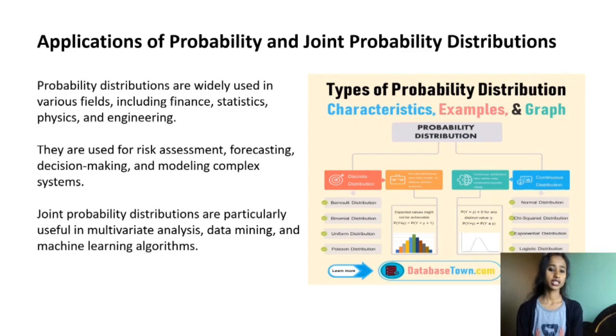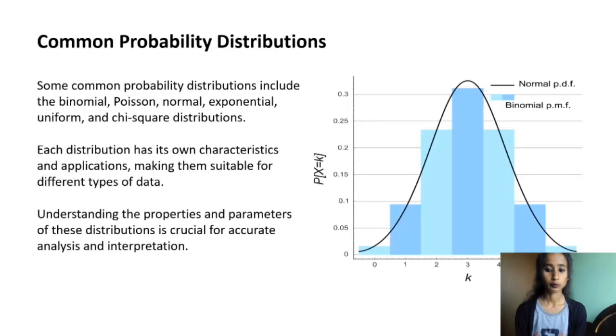Here are some of the applications of probability distribution. Probability distributions are widely used in various fields including finance, statistics, physics, and engineering. They are used for risk assessment, forecasting, decision making, and modeling complex systems. Joint probability distributions are particularly useful in multivariate analysis, data mining, and machine learning algorithms. Common probability distributions. Some common probability distributions include the binomial, Poisson, normal, exponential, uniform, and chi-square distributions.